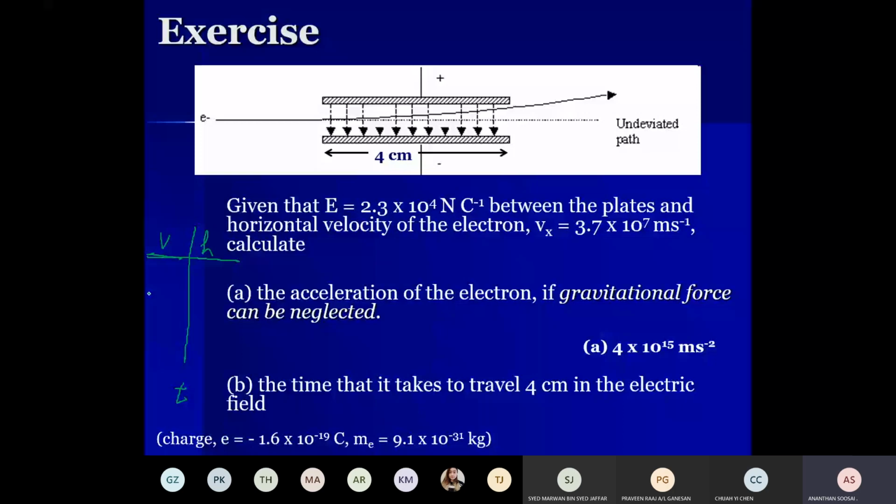Vertical, what are the informations you know? You know AY already. AY is 4 times 10 to the power of 15. What else you know? AX is how much? AX, as I said, is always 0. What else you know? Do you know UY? Do you know UX? Anyone? What is UY?